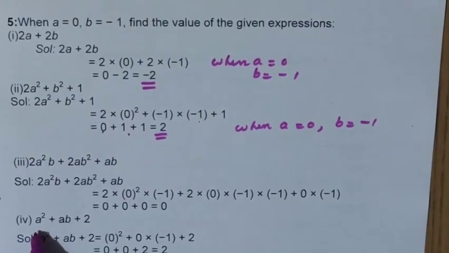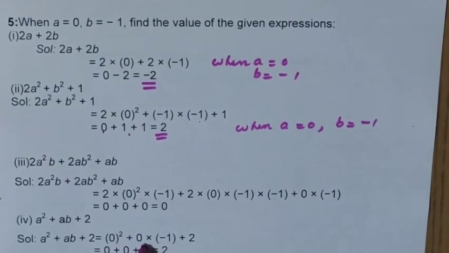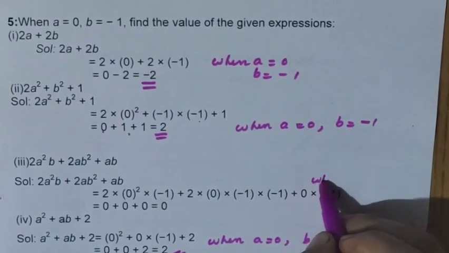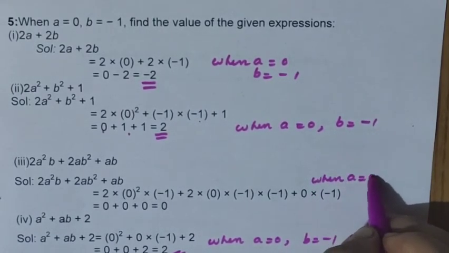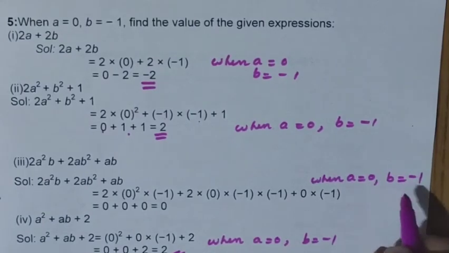Now fourth question. a square plus ab plus 2. So a square is 0 square, 0 into minus 1, then 2. After the simplification, what is the answer? You will get 2 only, but here we must write a equal to 0 and b equal to minus 1. Here also we should add this one when a equal to 0 and b equal to minus 1.